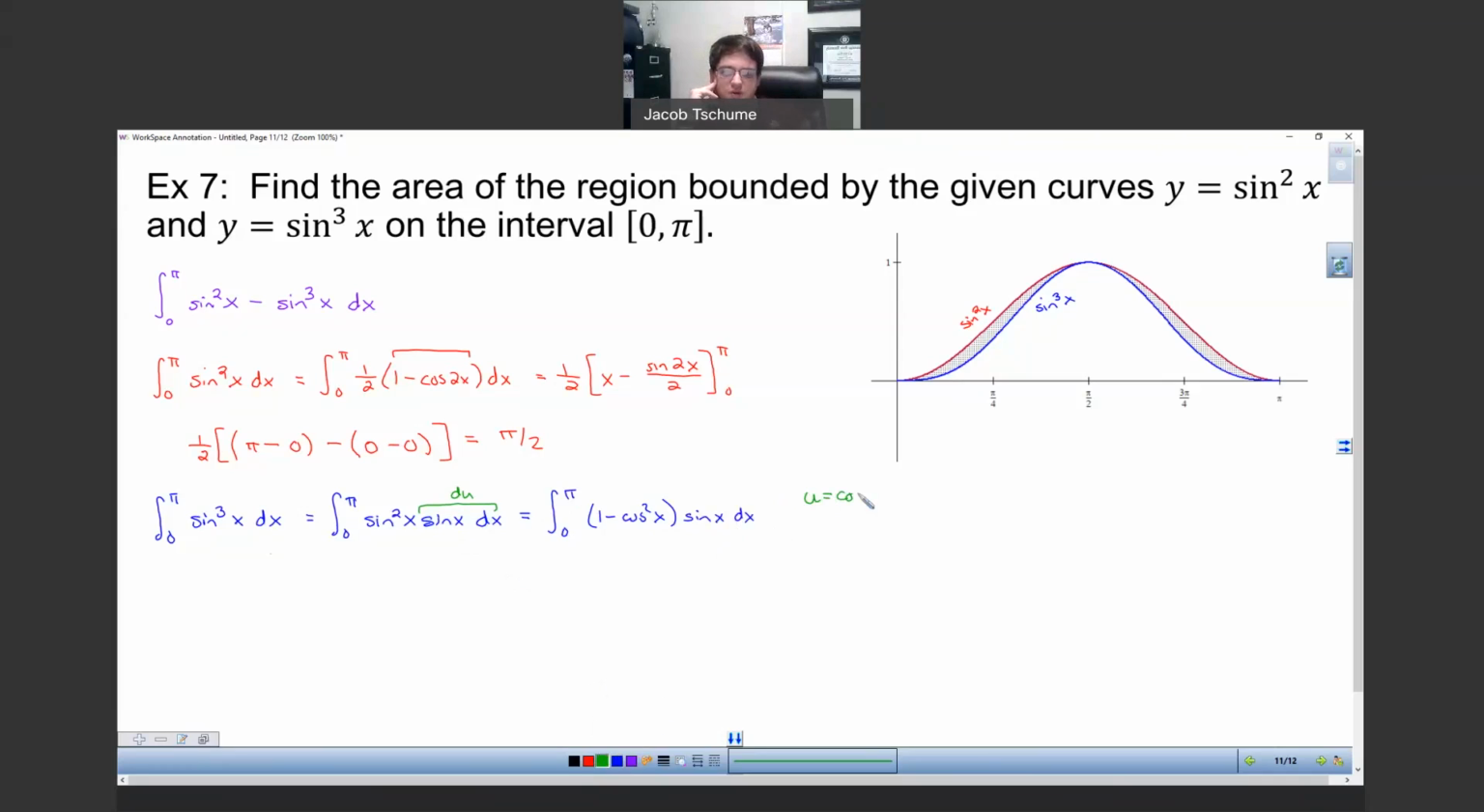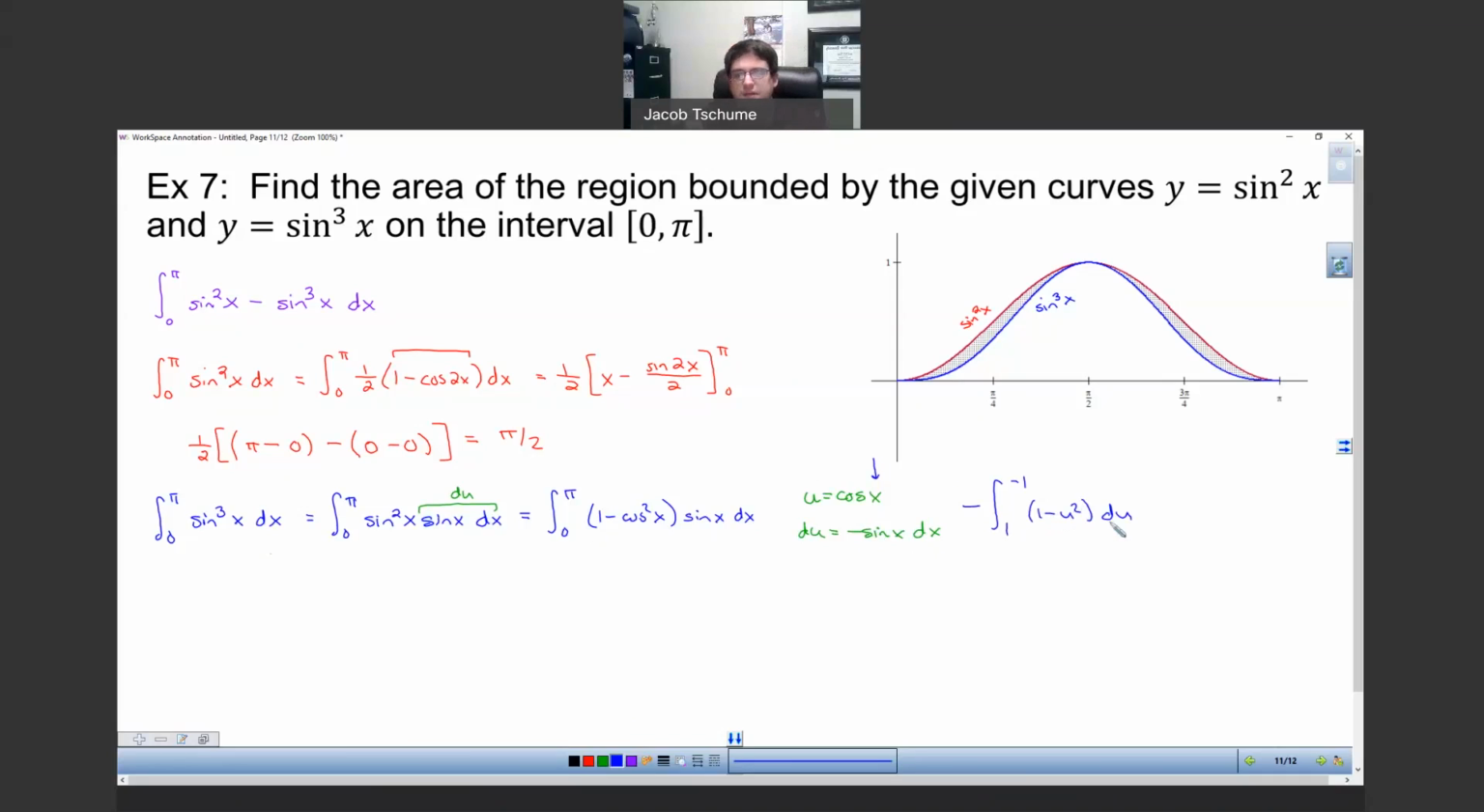So u is going to equal cosine of x, and du is going to be negative sine of x dx. So two things here. Number one, we're really close to the du, but you picked up a negative here, so I can just bring that negative out in front of the integral. You need to change your parameters because you're doing u sub. So if I plug 0 in, cosine of 0 is 1, and the cosine of pi is negative 1. And then inside the integral, you're going to have 1 minus u squared du.